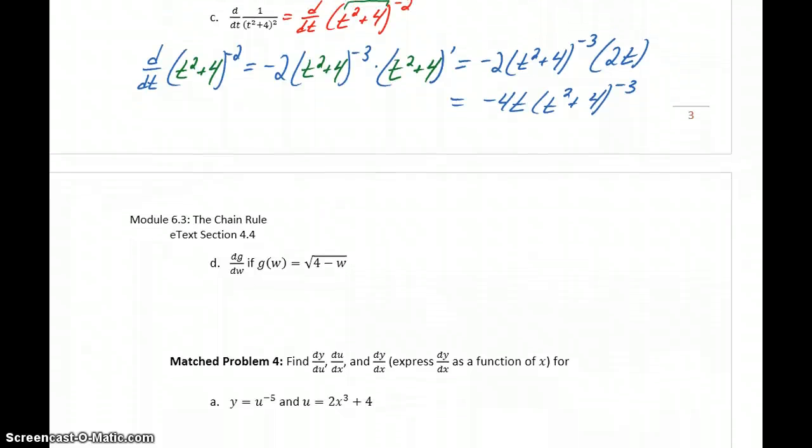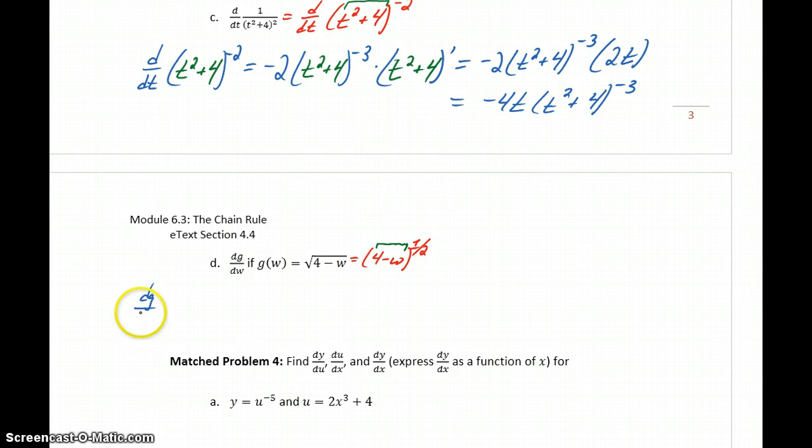Part D is going to start similarly. First thing we want to do is rewrite this function so that it works better with one of our general derivative properties. So we could rewrite this as 4 minus w to the 1/2 power, and now our interior function is 4 minus w.